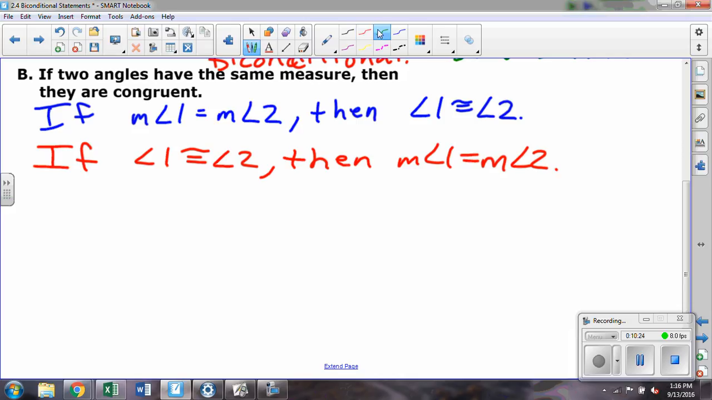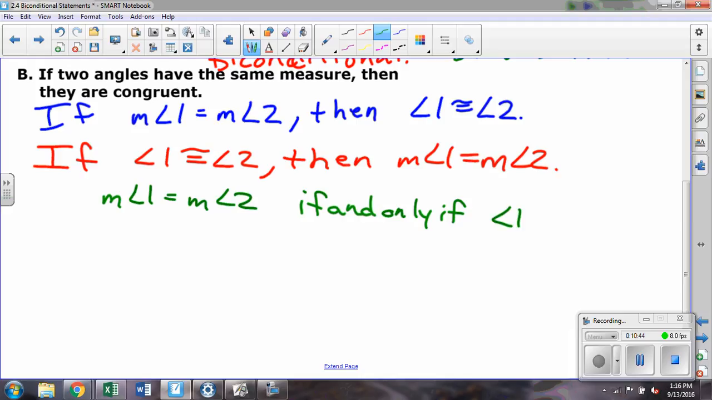For the biconditional, we could use either the red or the blue, but we're just going to put in if and only if. Since a biconditional goes both directions, it doesn't matter which one we have written at the front. It doesn't matter which one we have written at the back. Here's our biconditional, and we're done.